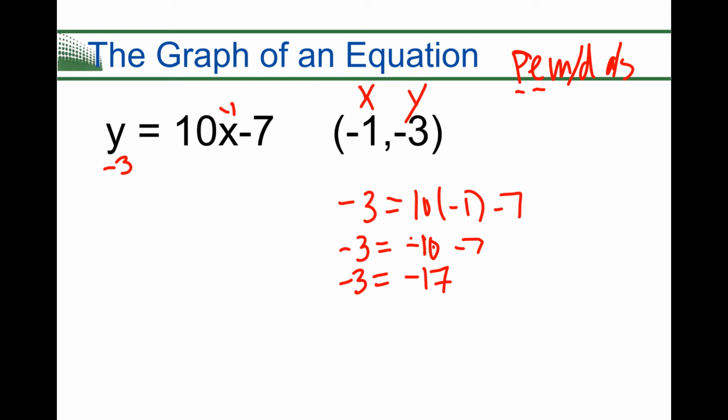If you have any difficulties with your negatives, just grab your handy dandy calculator to aid you in these computations as we go. Now -3 does not equal -17. That is not true. So since this is not true, we would say no, this is not a solution to this equation.